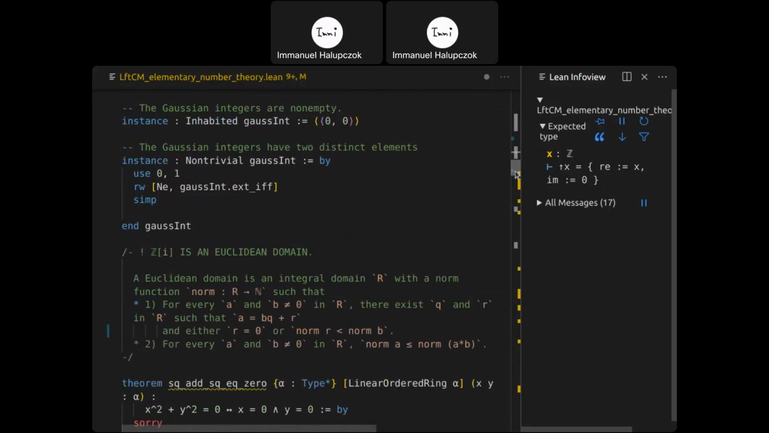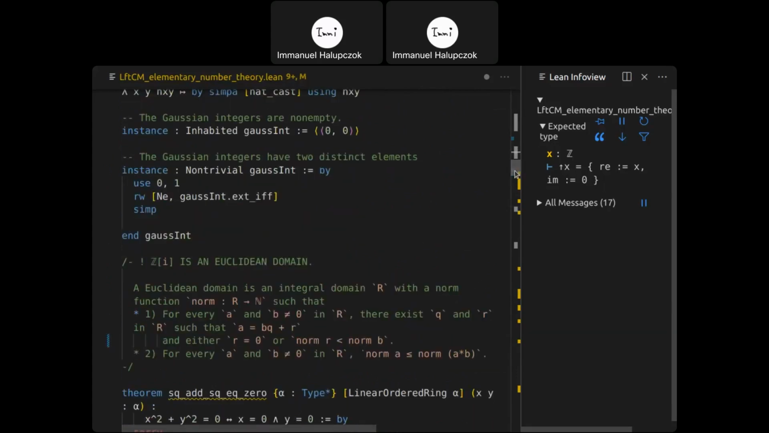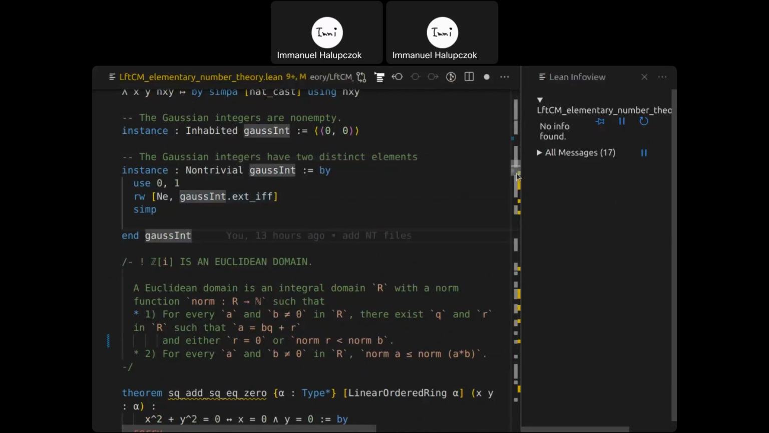Okay. So now we can check that this is non-empty. For example, 0 is an element. And we can also check that it is non-trivial because 0 and 1 are two different elements. Okay. Now let's do something a bit more interesting.